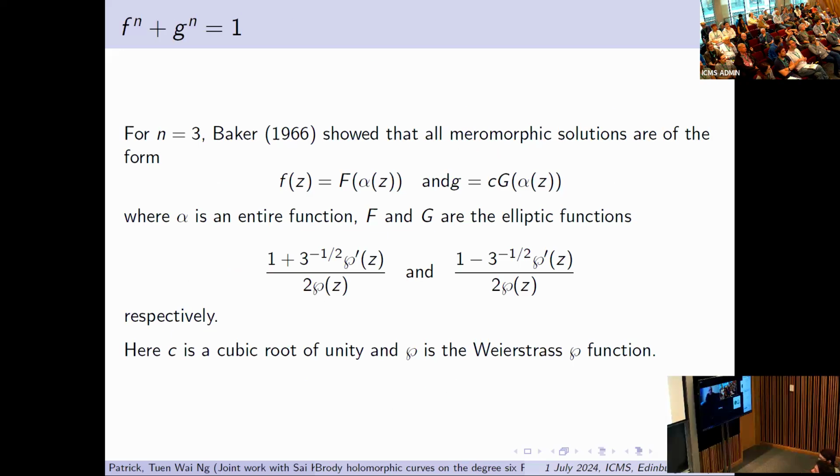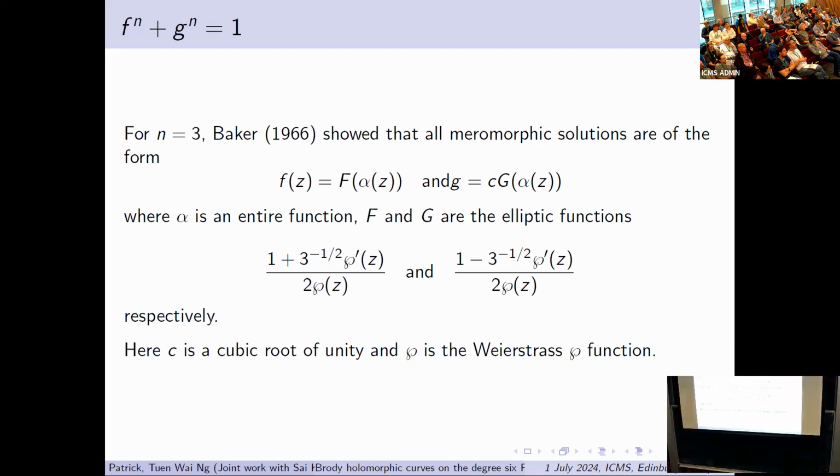So now if you let n be 3, then Baker also found explicitly all the holomorphic solutions. So they would be given by certain elliptic functions of this form. Okay. So capital F and capital G would be these two elliptic functions.